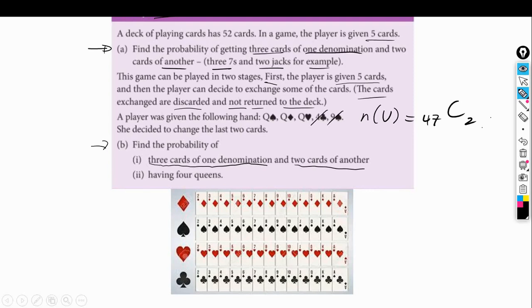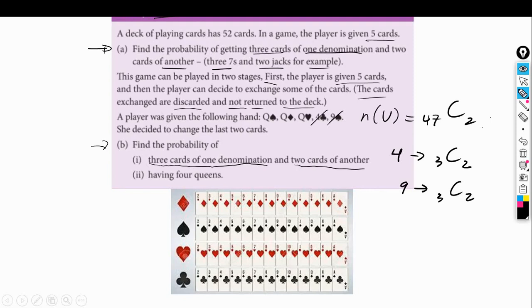Okay, so now let's think about the numerator. It's 3 cards of one denomination and 2 cards of another. Now, 3 cards of one denomination we already have, because she has 3 queens. So we don't have to worry about that first part. But then it says 2 cards of another. Since she's already discarded the 4 and the 9, there are only 3 cards left with that same denomination. So for the 4, there are going to be 3 cards left from which we have to pick 2. And for the 9, it's the same situation. There are 3 cards left from which we have to pick 2.